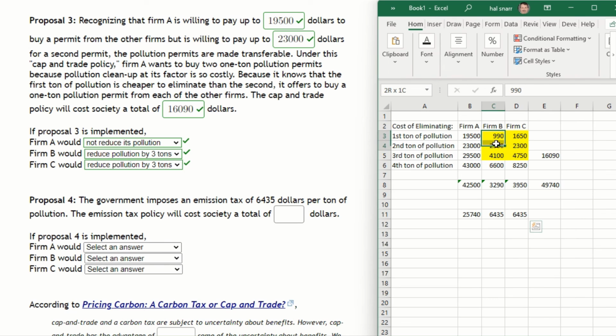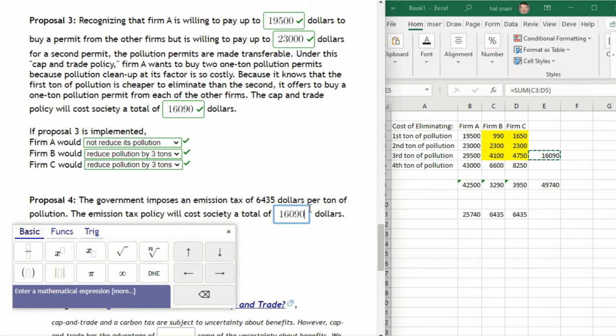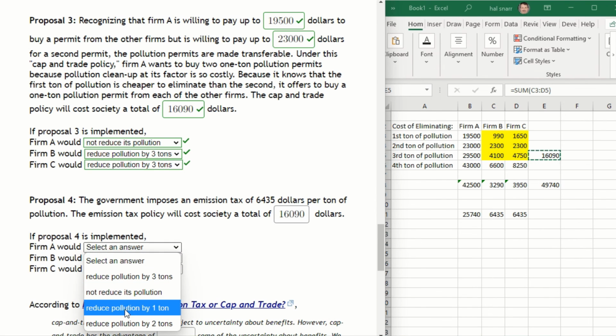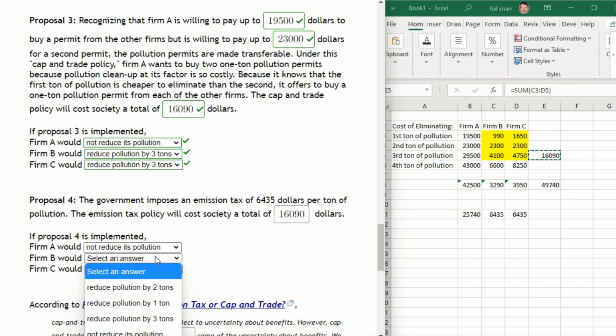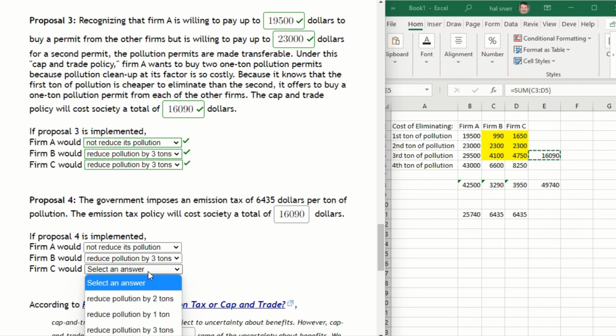The cost of society is the same as it is in the cap and trade policy, because firm B spends that much money to reduce pollution by 3 tons, and firm C spends that much money to reduce pollution by 3 tons. Firm A pays tax on 4 tons, so it does not reduce its pollution. Firm B pays a tax on that 4th ton only, because it reduces pollution by 3 tons. Firm C does the same as B. It pays tax on that 4th ton and reduces its pollution by 3 tons. Okay?